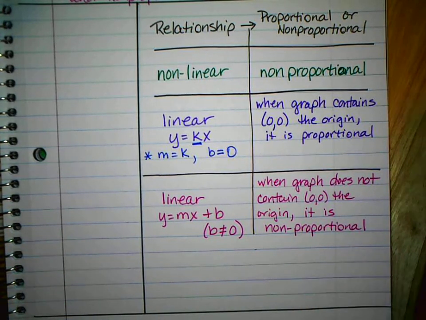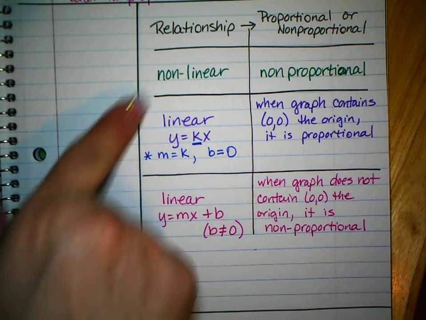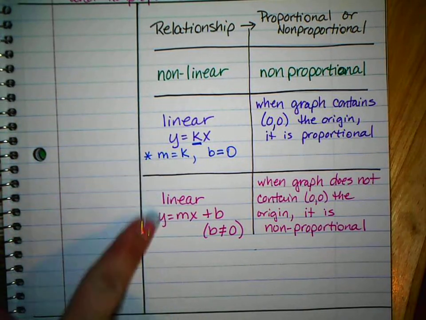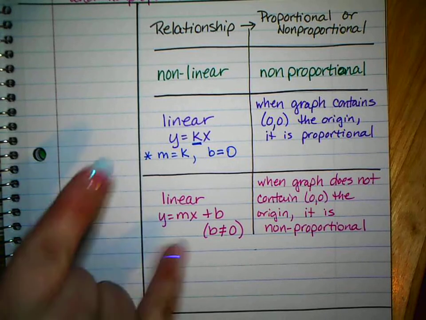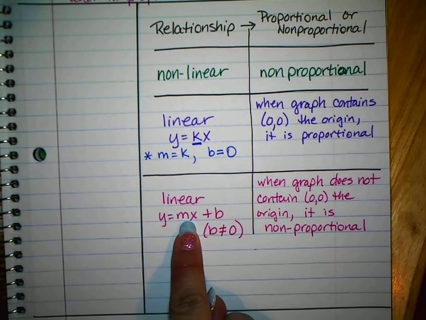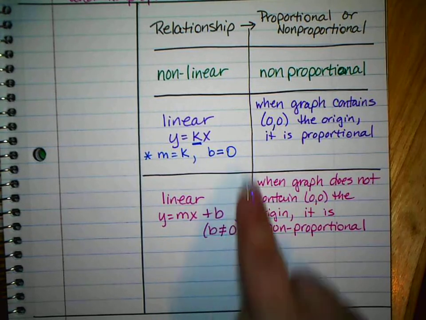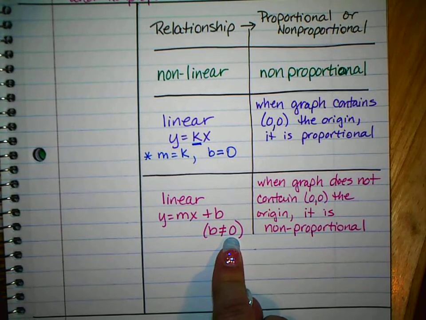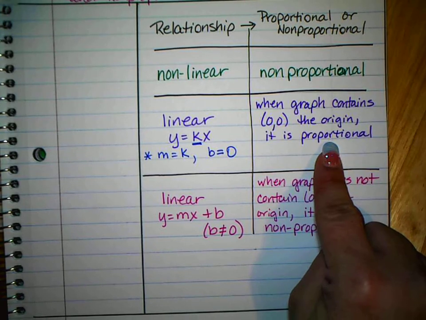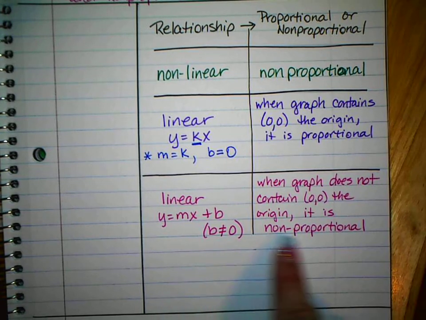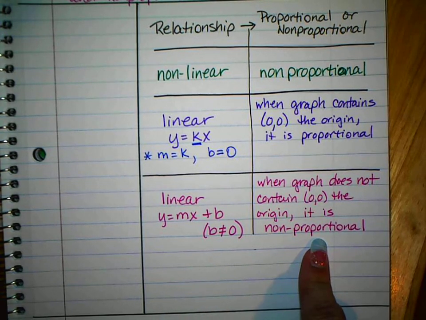And these are some of the things that we're going to be looking at today, deciding if it's not linear or if it is linear. And if it is linear, then which form of the equation are we using? What's our b? Is it 0 or is it something other than 0? If it's 0, it's proportional. If it's not 0, it's not proportional.